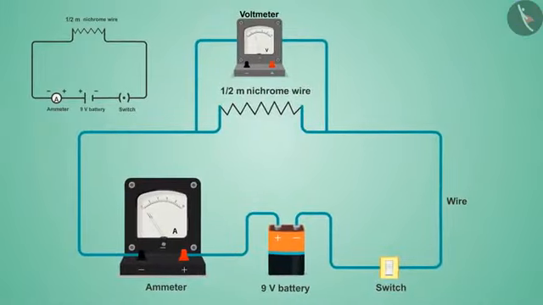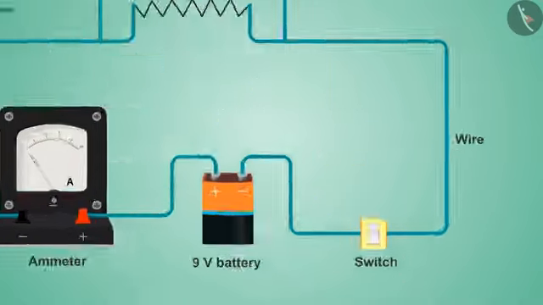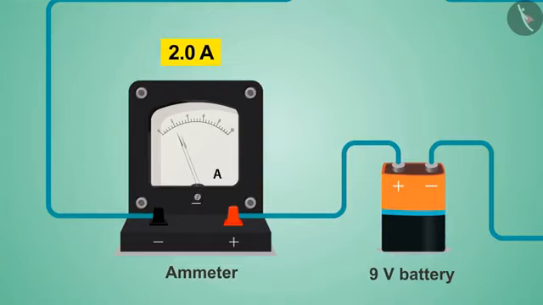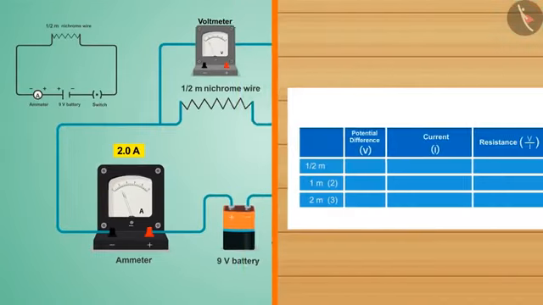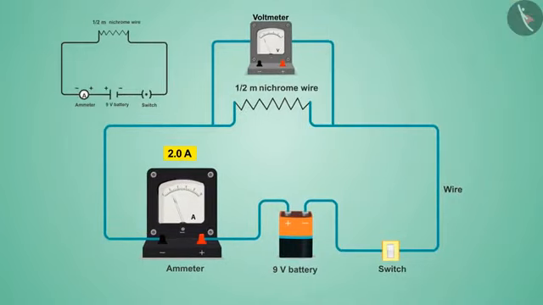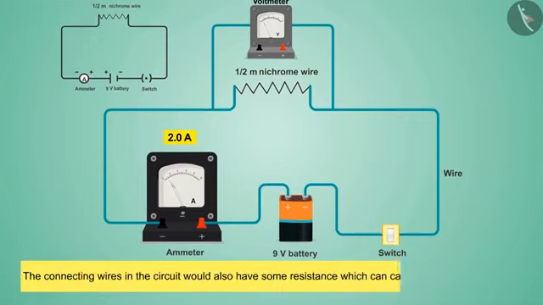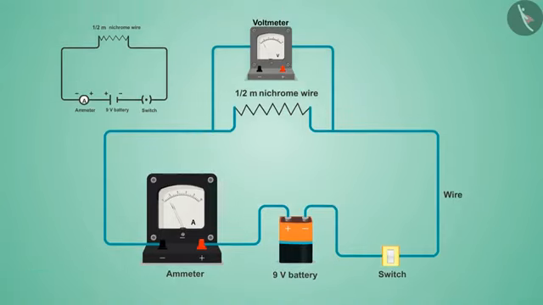Connect the circuit in this way. As soon as we close the key after connecting the half meter wire in the circuit, we'll get a reading in the ammeter and write it in the table. We know that the connecting wires in the circuit would also have some resistance which can cause a drop of voltage. But to understand the theory here, the drop in the voltage is not taken into consideration. For this reason, only the potential difference that the battery is producing is taken into account.